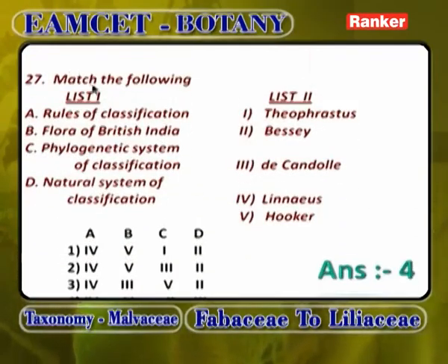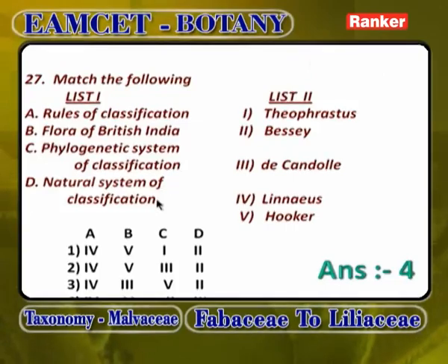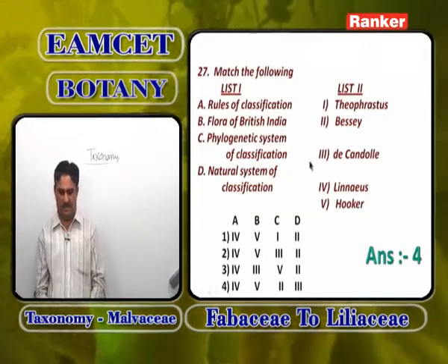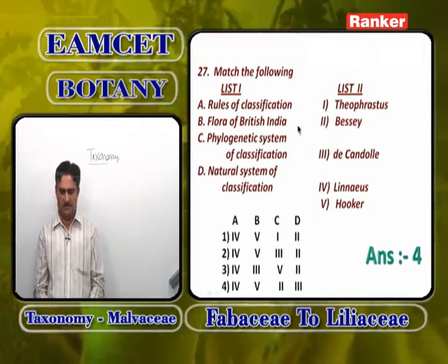Again a matching one. Rules of classification, Flora of British India, phylogenetic system of classification, natural system of classification. The answer is 4. Rules of classification is by Linnaeus. For the first time, special classification rules were given by Linnaeus. So A is 4.